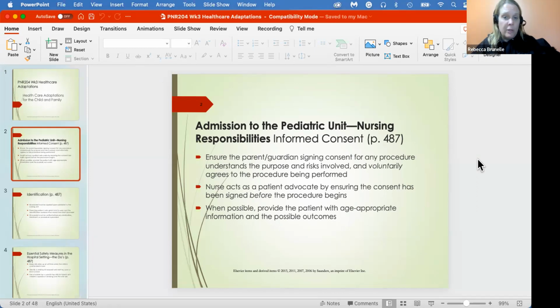So all of what you said is true regarding an admission. You're going to be communicating a lot with the parents, but always try to remember that the child is your patient, so you should be explaining things to the child also and using age-appropriate communication based on their developmental level.